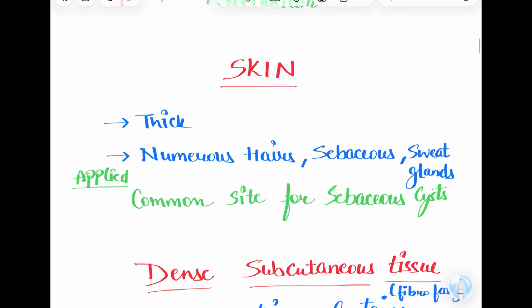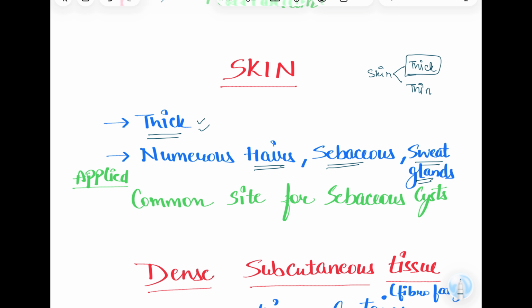So first of all, the skin. It is a thick skin. As we know, skin is basically of two types. One is your thick skin, the other one is the thin skin. So it is the thick skin which we will be encountering in the scalp region. But it is that kind of thick layer which has got hair, sebaceous glands and sweat glands.